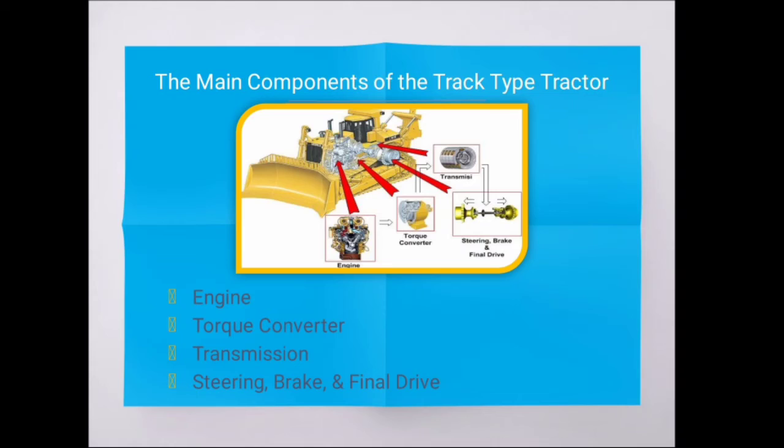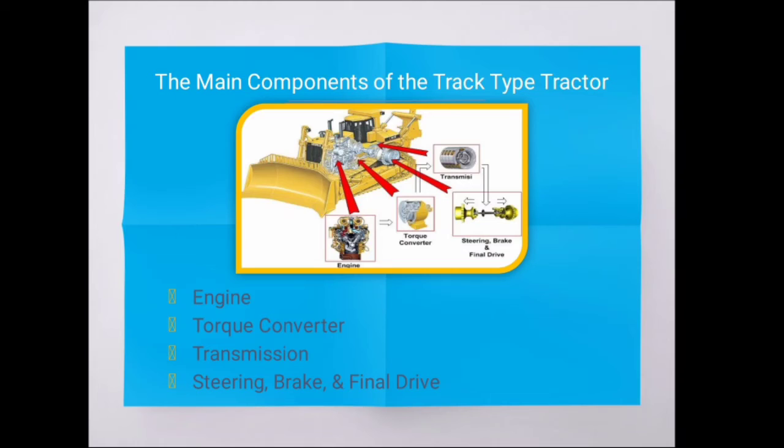Next, brake. The brake is a component that functions to reduce speed and stop machine movements. The last, final drive. The final drive is the final power continuation component to the track assembly. Final drives reduce speed and increase torque.